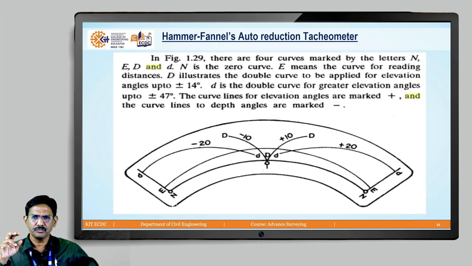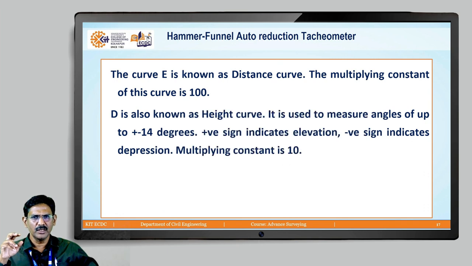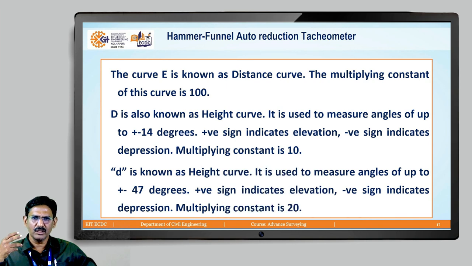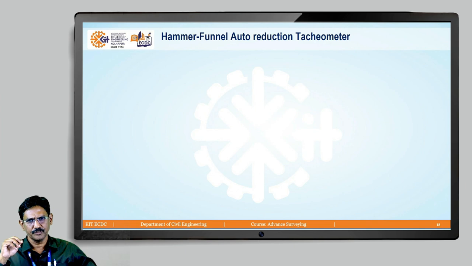Once you have done that, the multiplying constant for the distance curve will be 100, like in the case of the Jeffcott's. So you have to just see the difference between the N curve and the E curve and multiply it by 100. And for the vertical angle, it is used to measure angles up to plus or minus 14 degrees. If it is, we use capital D, and in that case the multiplying constant is 10. And if we use small d, the multiplying constant is 20. It is for angles above 14 degrees and below 47 degrees.